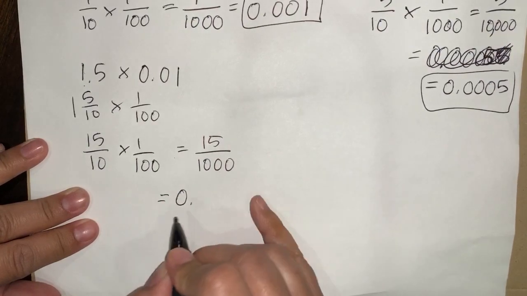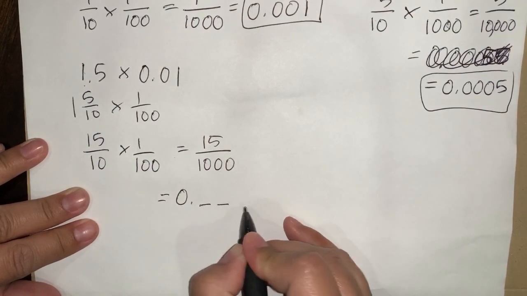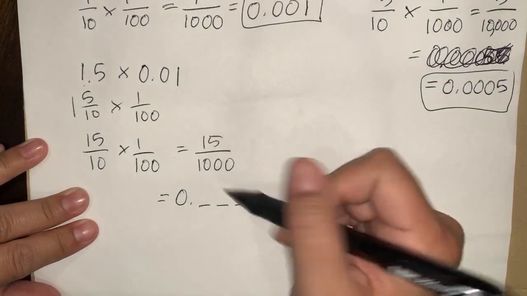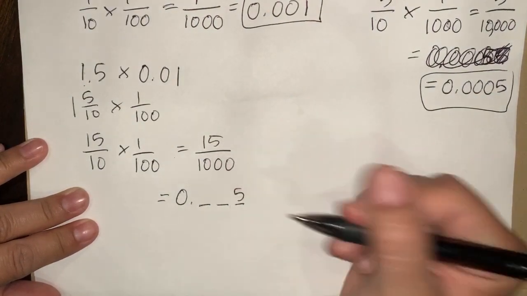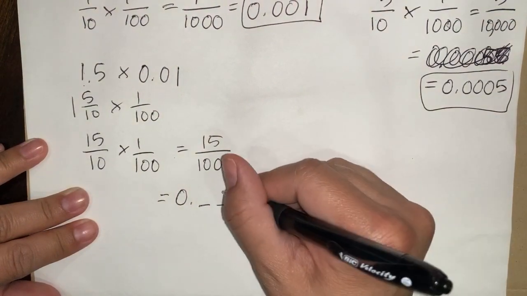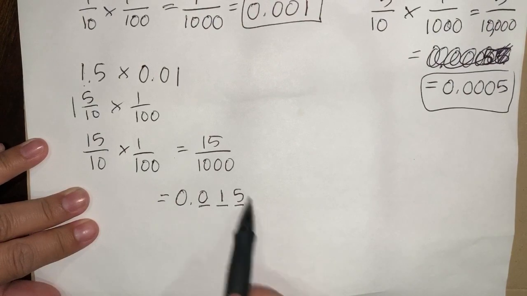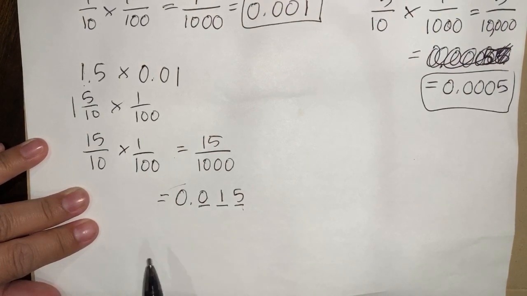Okay, so think about your place value. You've got tenths, hundredths, thousandths. If it's 15,000ths, then the 5 and the 15 goes in the thousandths place, and then you could work backwards. So 15,000ths looks like this as a decimal.